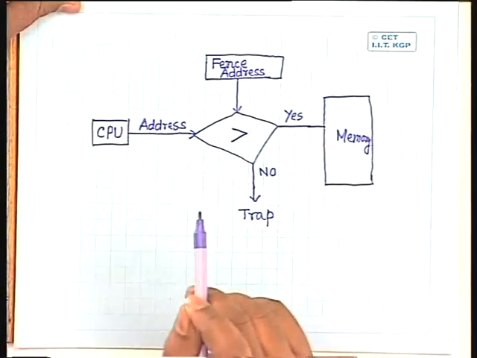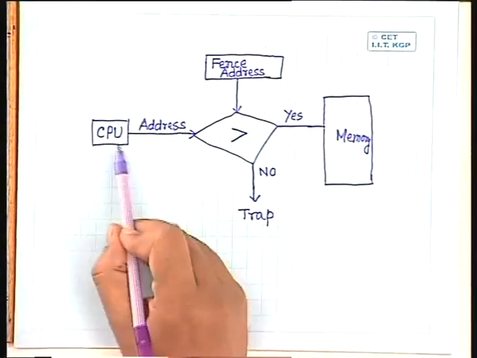And it's a very simple strategy. You find that this can be implemented in one of two ways. It can be implemented using software, and it can also be implemented using hardware. If you implement this using software, then the advantage that you get is that the fence address becomes flexible.